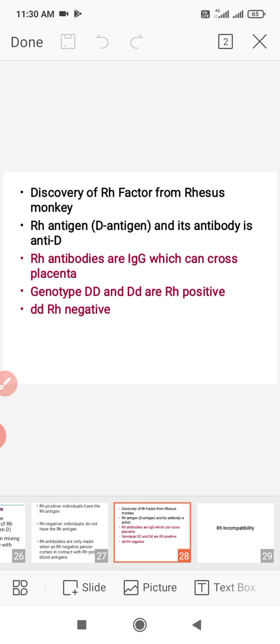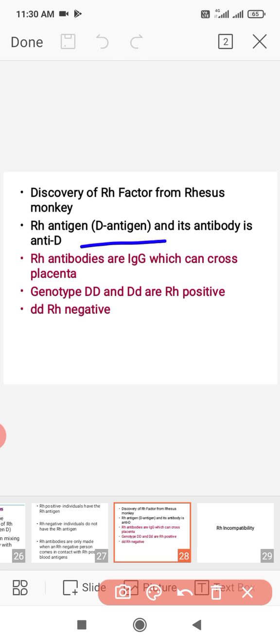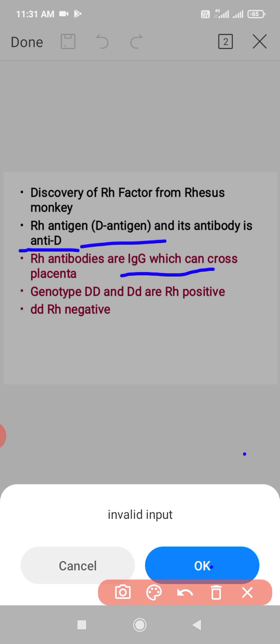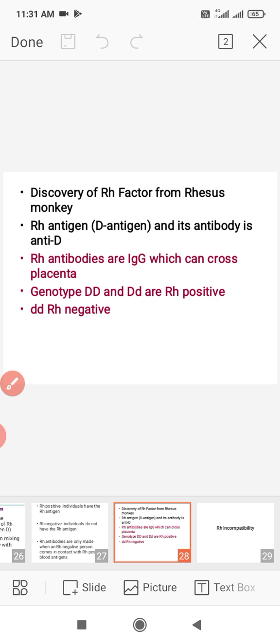So we call it D antigen, and the antibodies are called anti-D. As I told, anti-D is not formed naturally in the body. Clear? Now the RH antibodies are IgG type, immunoglobulin G type, which can cross the placenta. That is one of the important features. I will tell later when a disease condition comes. Since it is IgG type, it can cross the placenta, which lies between the fetus and the mother's womb.